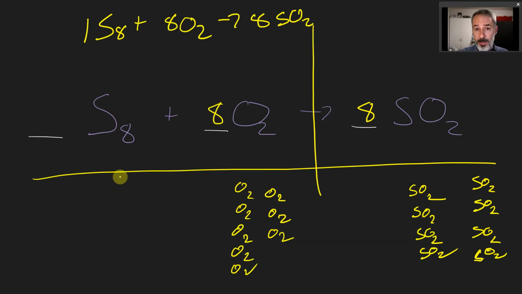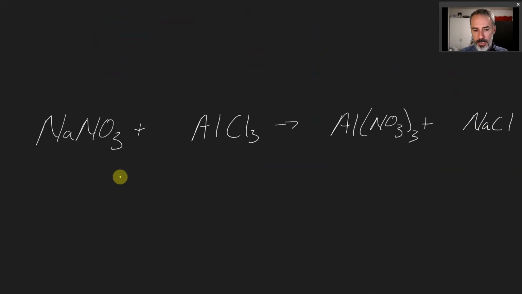Okay, so let's look at this one. Now this one you may look at and say, oh man, that looks a lot bigger and more challenging. But I have a tip for you. What makes this one look a little bit bigger, other than there's more types of atoms, is do you see that there's a polyatomic ion in it?